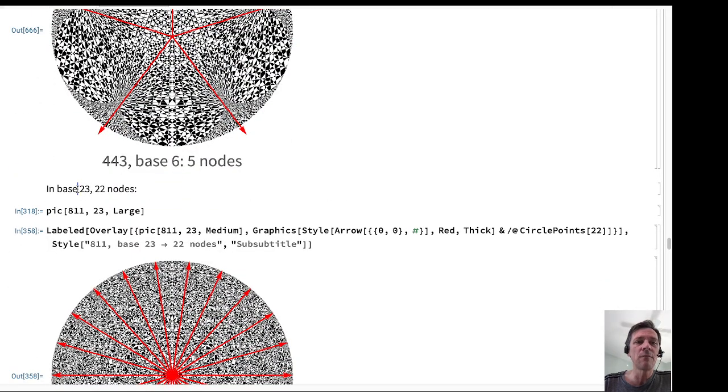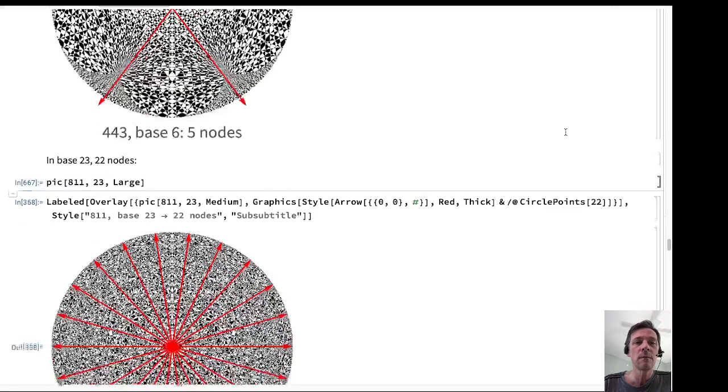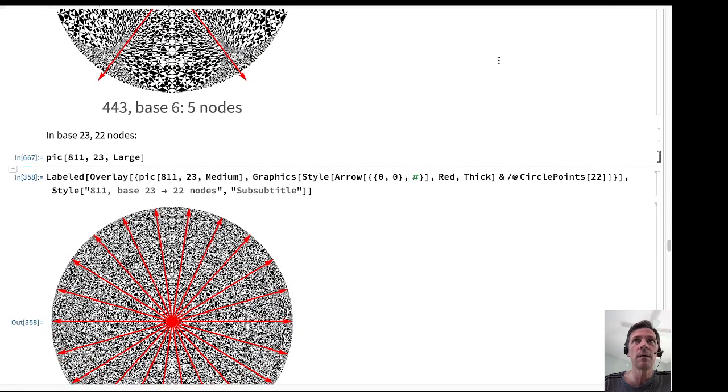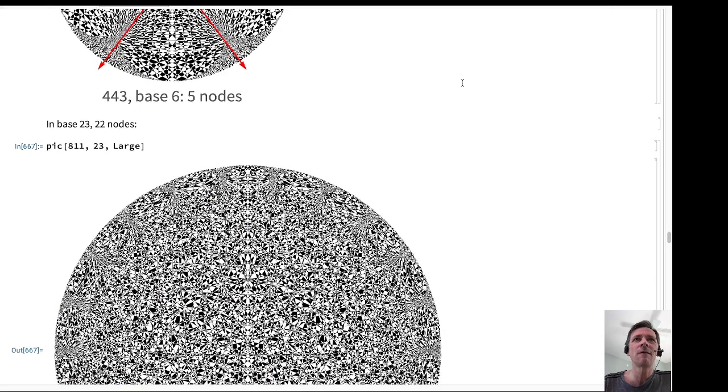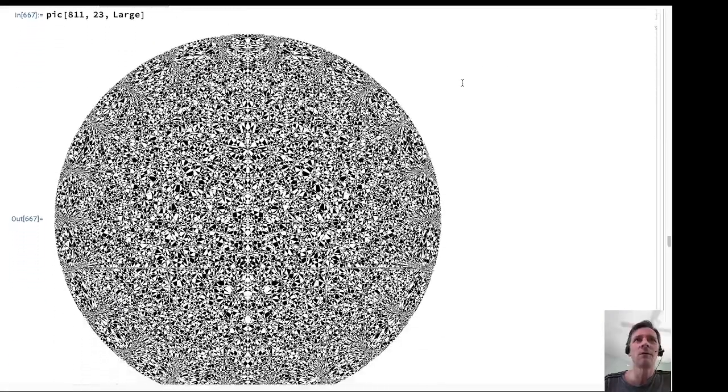In base 23, kind of arbitrarily, I'm going to have 23 minus 1, or 22, nodes. It looks a little absurd, and it takes a while to render, excuse me. Almost there. Come on. I've got my computer running, and I've got OBS, the recording software, running.